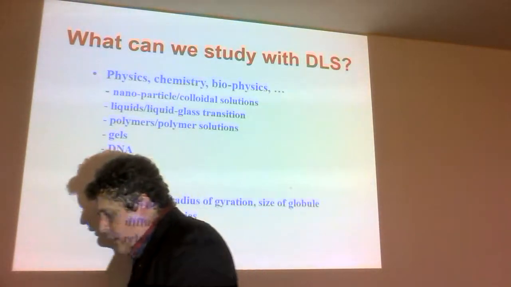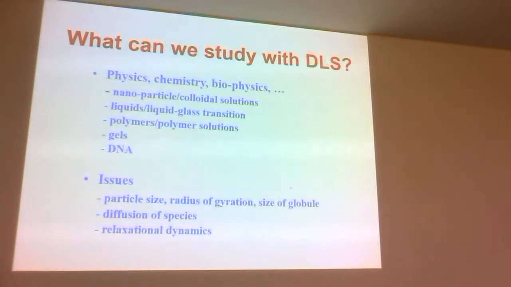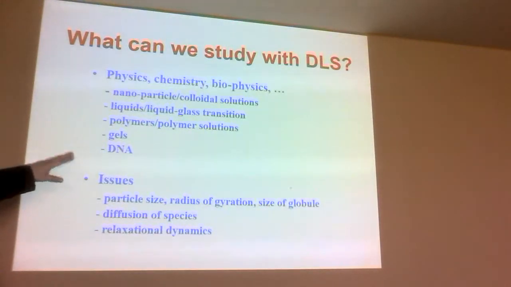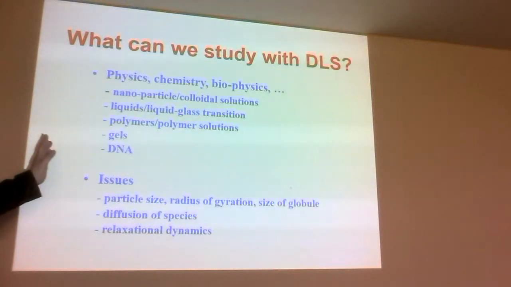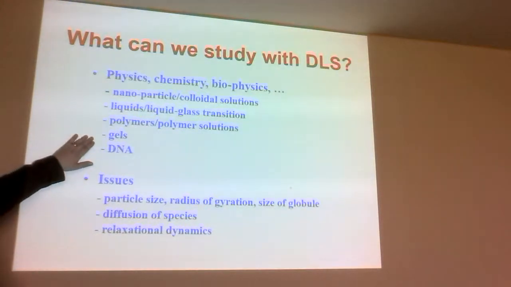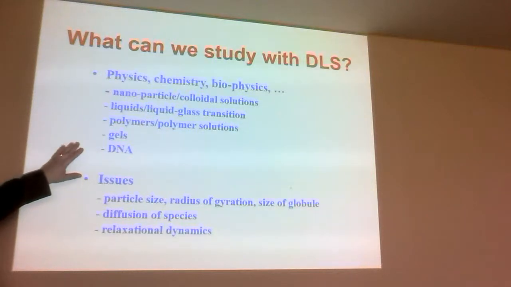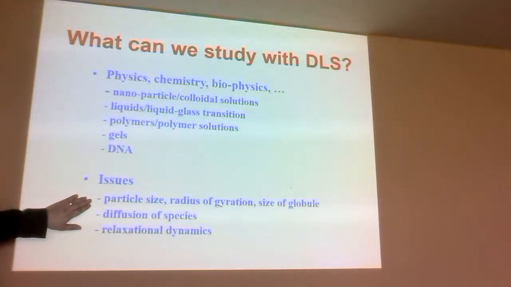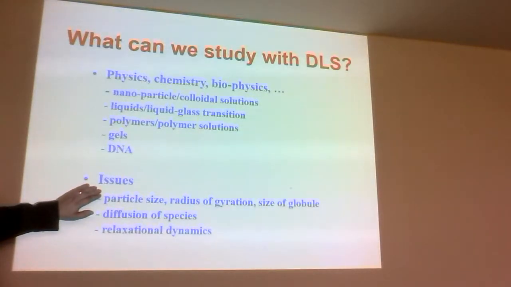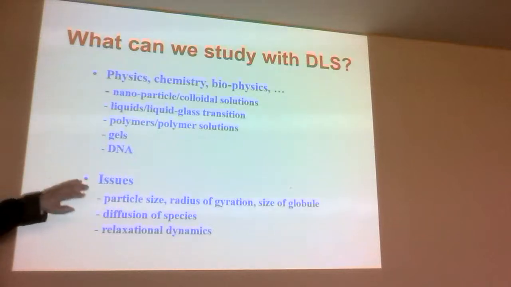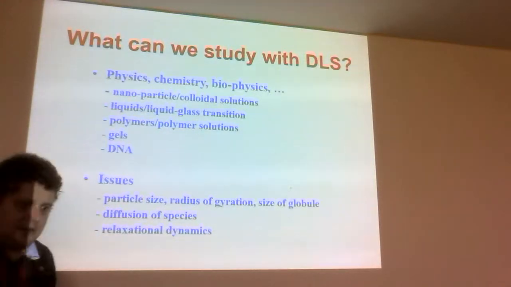And then the question: what can we study with dynamic light scattering? We can study many interesting physical, chemical, and biophysical phenomena: nanoparticles, liquids with glass transition, polymers, gels, DNA, many others, bacteria, viruses, whatever. We're able to use it for measurement of particle size, radius of gyration, size of globulin, and many other things, such as diffusion, relaxation, and dynamics.